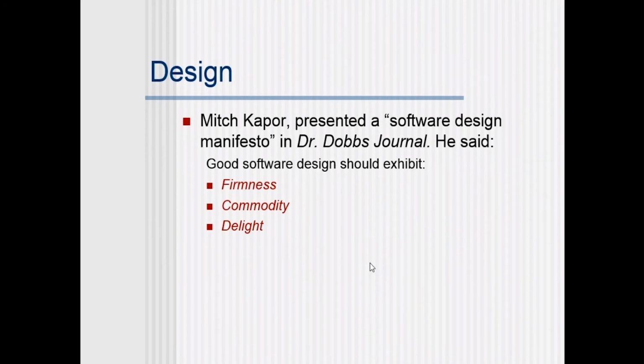So, what is firmness? Firmness means a program should not have any bugs related to its performance or its functionality. Commodity means that it should be suitable for the purpose for which it was intended. And delight means the experience of using that program should be a pleasurable one, where users should be satisfied.